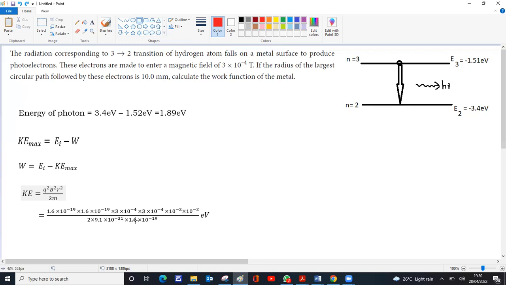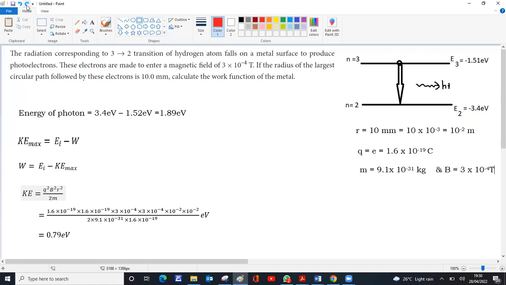To convert into electron volt, divide by 1.6 into 10 raised to minus 19. We can cancel. The calculations will give you an answer of 0.79 electron volt. The values are all mentioned here: the radius, charge, and the mass in the magnetic field. Now, once you get the Ke, this is the Ke max because R is max. You can substitute that back here.